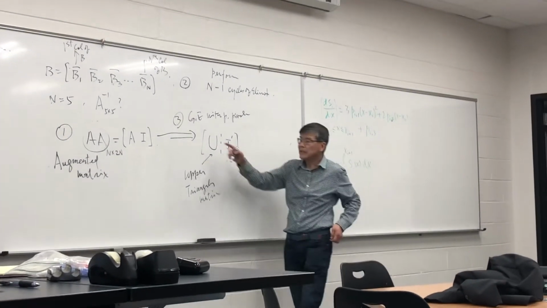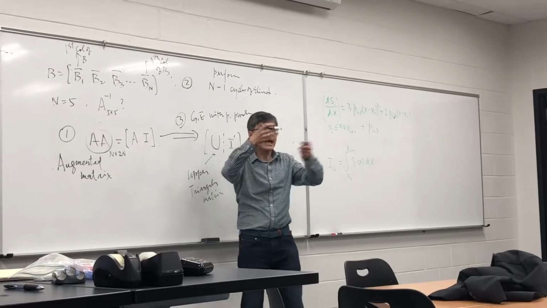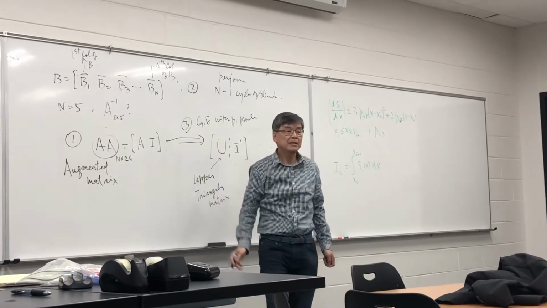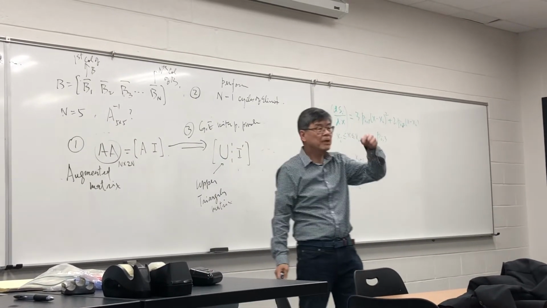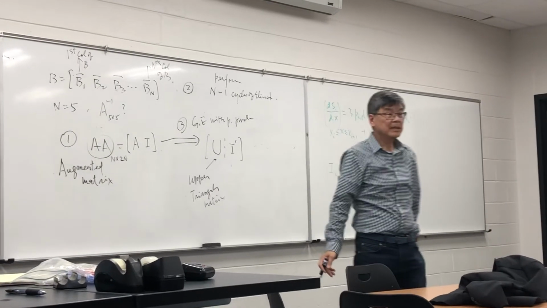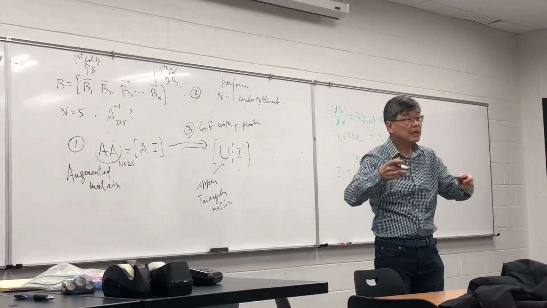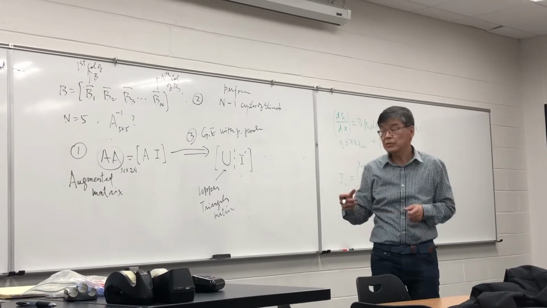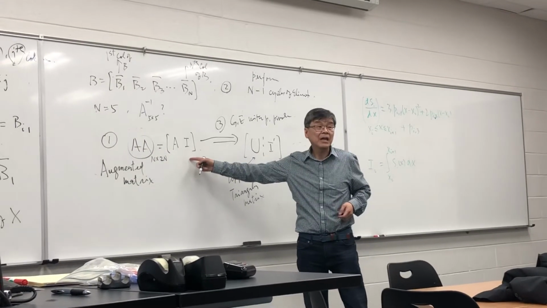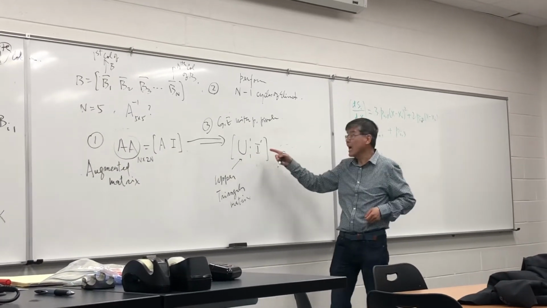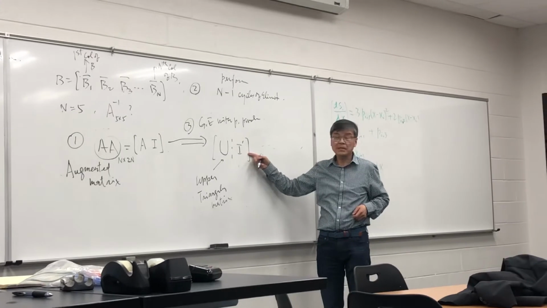And I is the identity matrix. Very simple, just 1, 1, 1, 1, 1 on the diagonal. But after Gaussian elimination, it is no longer an identity matrix. I call it I prime.